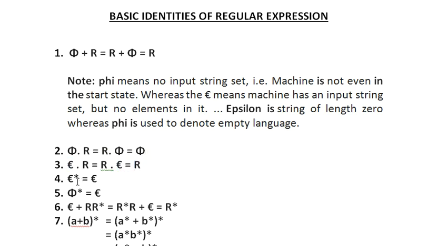So epsilon to the power star, that means if you talk about 1 to the power of any number, the answer will be what? 1. So that's why epsilon star is epsilon. And phi to the power asterisk, the Kleene closure, will always be a single term, that is epsilon. This identity you have to remember.